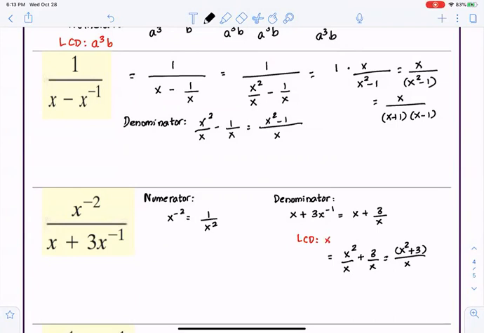Now we flip and multiply and combine it with the numerator. So the numerator is 1 over x squared times, flip the denominator, multiply to the numerator, so x over x squared plus 3. We can cancel the x and x squared. We'd end up having 1 over x times x squared plus 3.